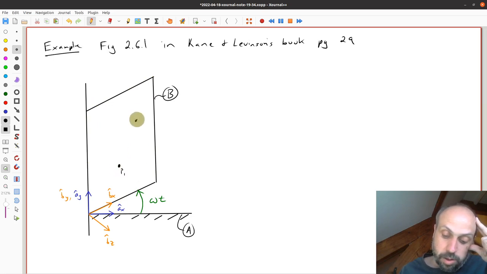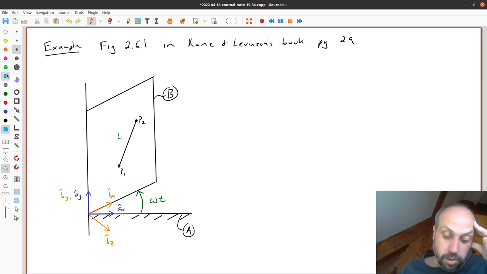So p1 and p2, and the distance between p1 and p2 is fixed, and that dimension is L, capital L.